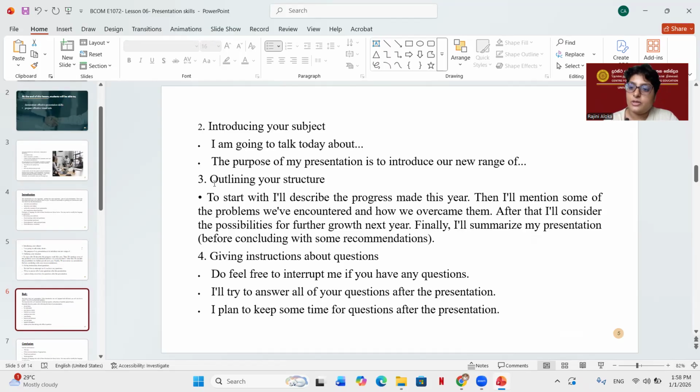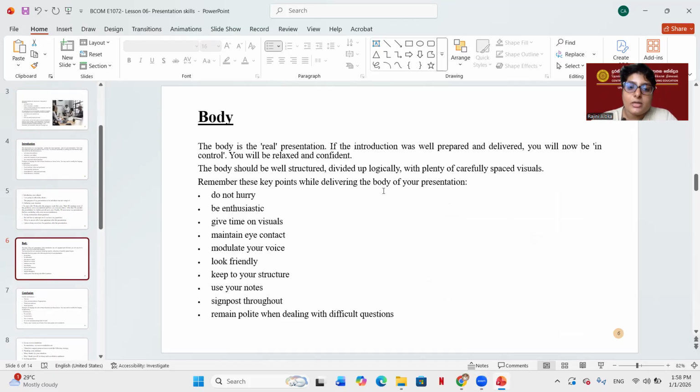Now moving to the body part. The body is the real presentation. If the introduction was well prepared and delivered, you will now be in control. You will be relaxed and confident. The body should be well structured, divided up logically with plenty of carefully spaced visuals. Remember these key points when delivering the body of your presentation.